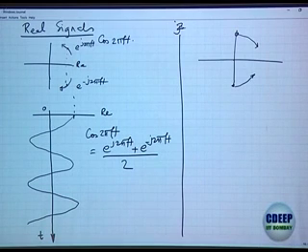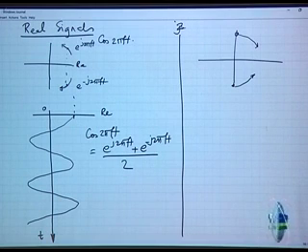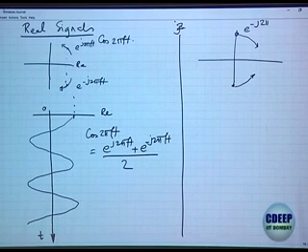Is that clear? As t increases, this thing will go up and will go down like this. Is that projection part clear? Okay. So if you are with me there, then this is going to be e to the power minus j 2 pi ft, because it needs to rotate in that direction.